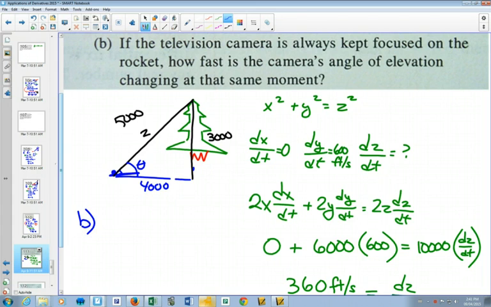So again, we know that y is changing. We know that the hypotenuse is changing. We need to come up with some sort of equation that relates what we know, dy/dt, with the angle.